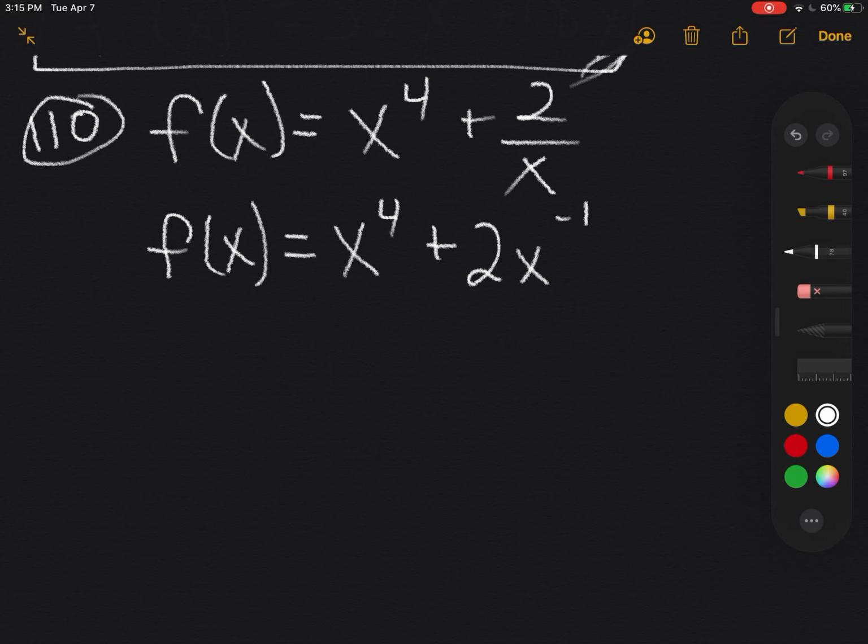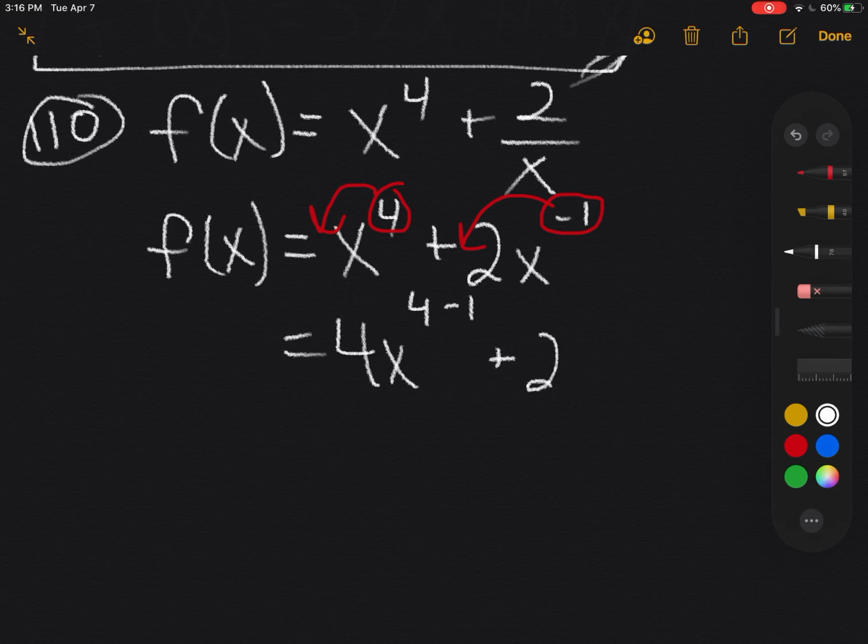I'm going to say, look, this is the same as saying f of x is equal to x to the fourth plus 2x to the negative 1. Now I can use my extended power rule. So remember, the power rule says that this exponent becomes your new coefficient in both cases. And then to get your exponent you subtract from there. So let's take a look.